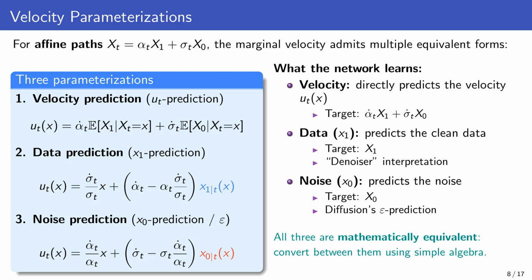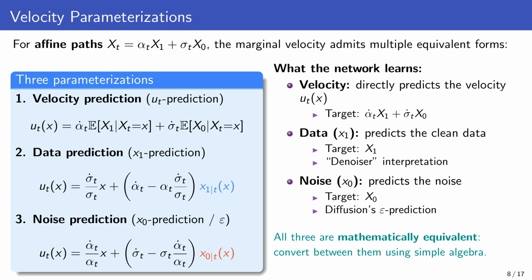The second is data prediction, or x1 prediction. Here the network predicts the clean data point x1 that the particle is heading towards. You can think of this as a denoiser. Given a noisy sample, xt, at time t, predict the clean data. Once you have the x1 prediction, you convert it to a velocity using a simple formula involving the scheduler coefficients. The third is noise prediction, or x0 prediction, also called epsilon prediction in the diffusion literature. The network predicts the noise x0 that was used to construct xt. Again, there is a conversion formula to go from noise prediction to velocity.